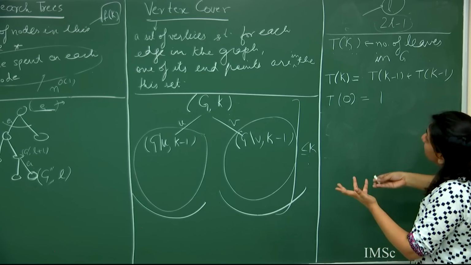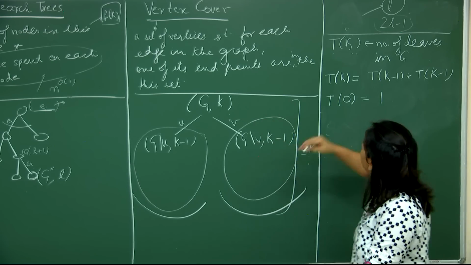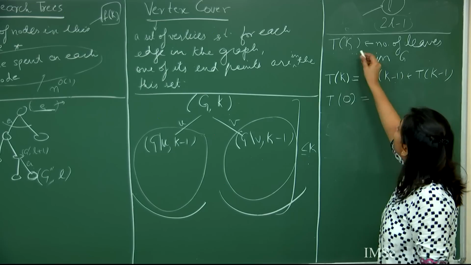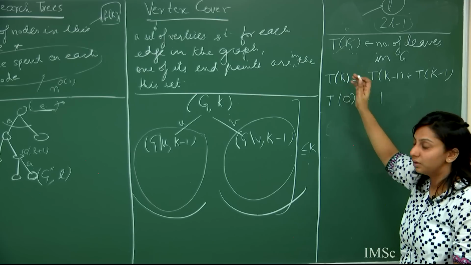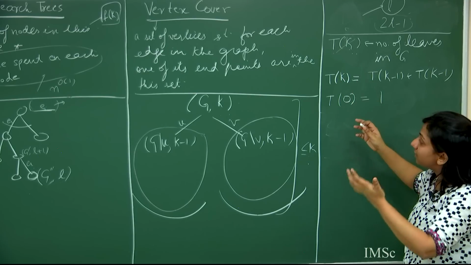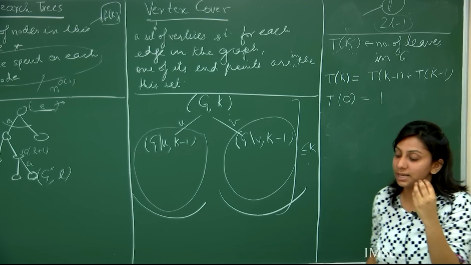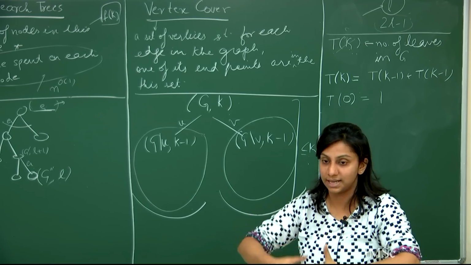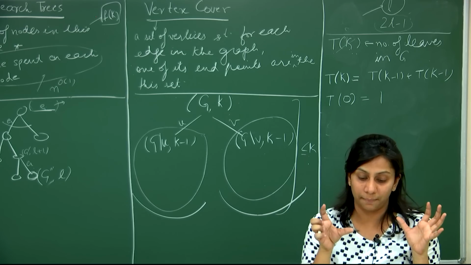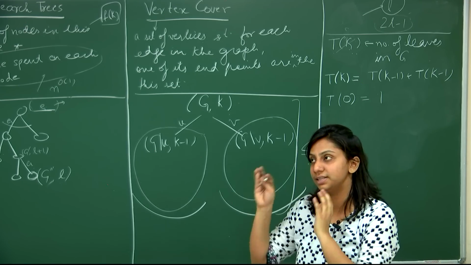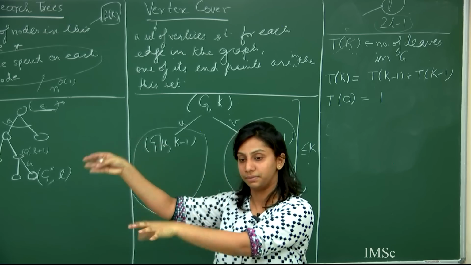In the sense that, I'm trying to motivate why I am putting k here. Suppose the instance has measure k, then suppose it has these many leaves. Now if the instance has measure k minus 1, then it has these many leaves, and if the instance has measure k minus something, it has these many leaves.